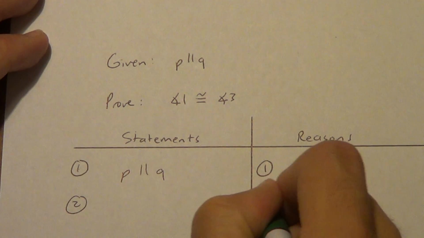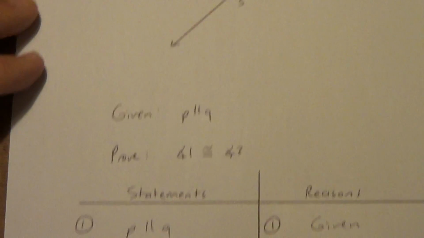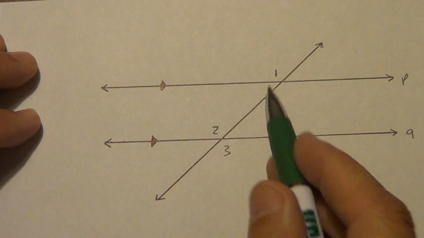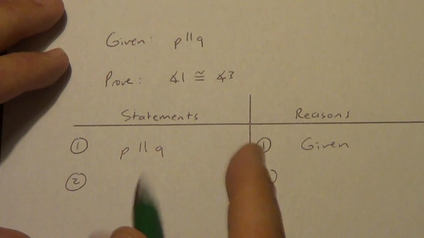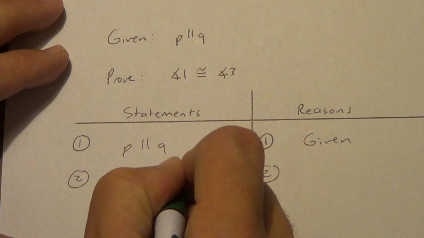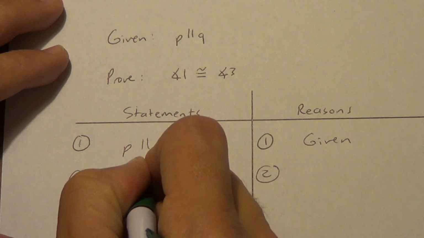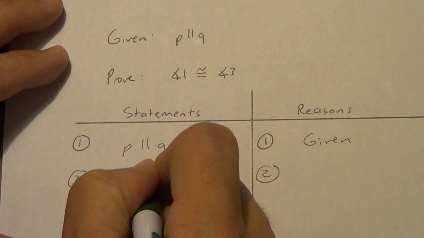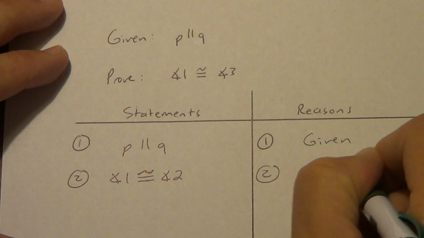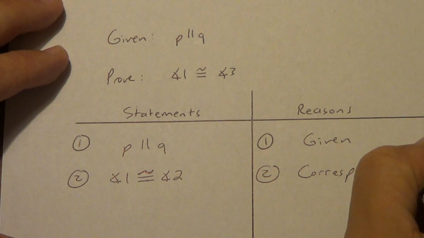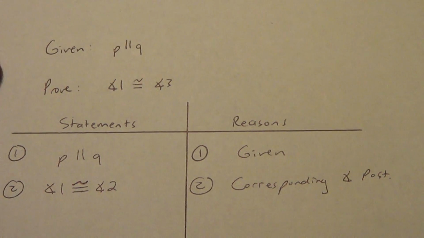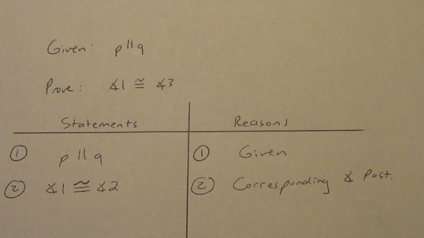Step 2. We know we have parallel lines, so look at angle 1 and angle 2. They're both top left, so we know they have to be congruent because of the corresponding angle postulate. Sorry, that's a really bad congruent sign. Try to fix that a little bit. Corresponding angle postulate. They're both in their top left section and the lines are parallel, so that has to be true.